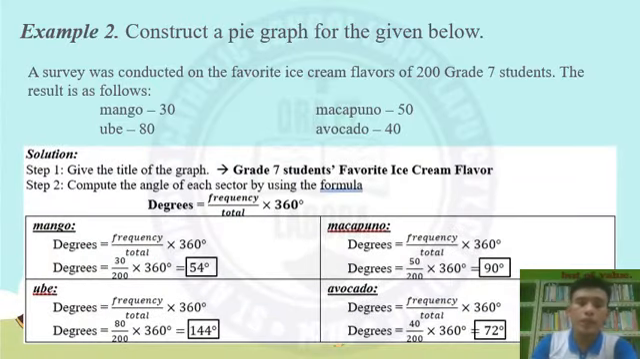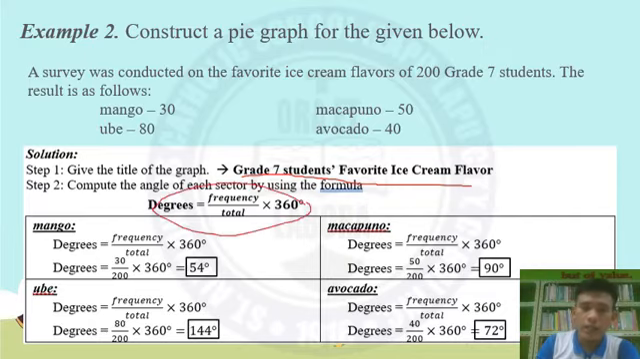Solution. Step 1, we need to give the title of the graph. That will be grade 7 students' favorite ice cream flavor. Step 2, compute the angles or the degrees for each frequency. That will be 30, 80, 50, 40. So, for mango, 30 divided by the total of 200 times 360 degrees will be 54 degrees. For ube, 80 divided by the total of 200 times 360 is 144.